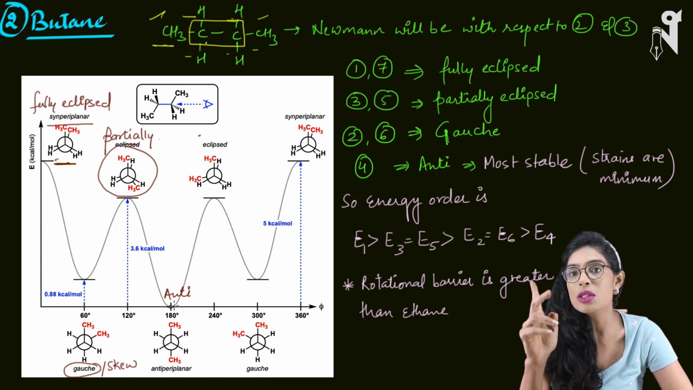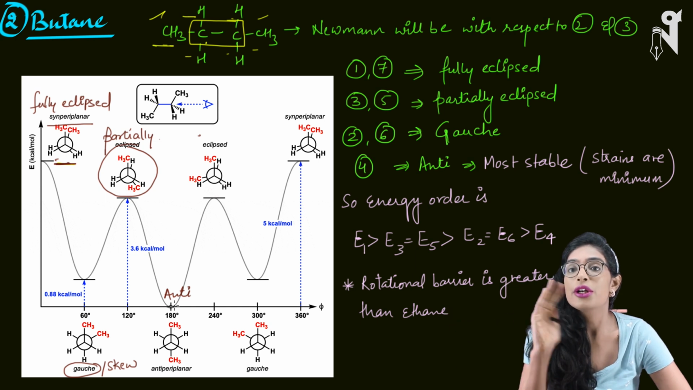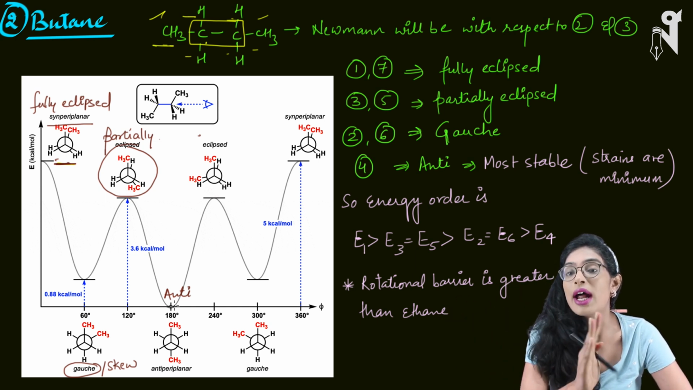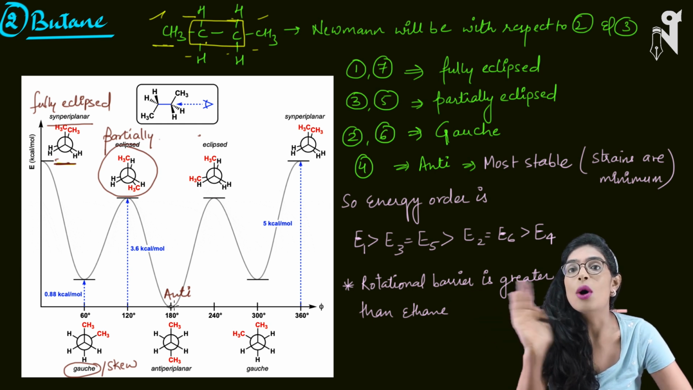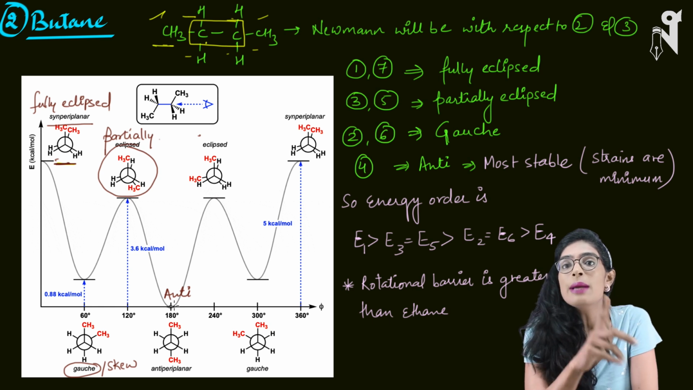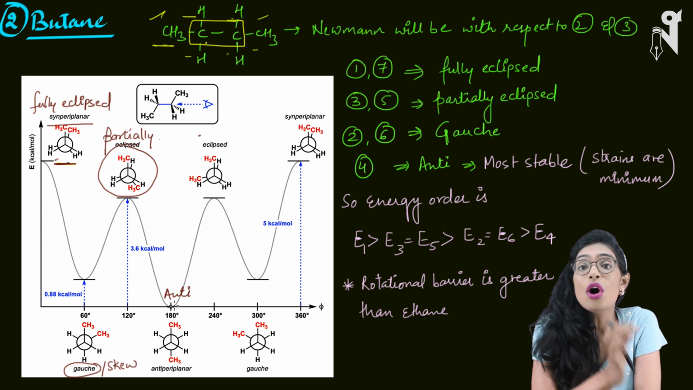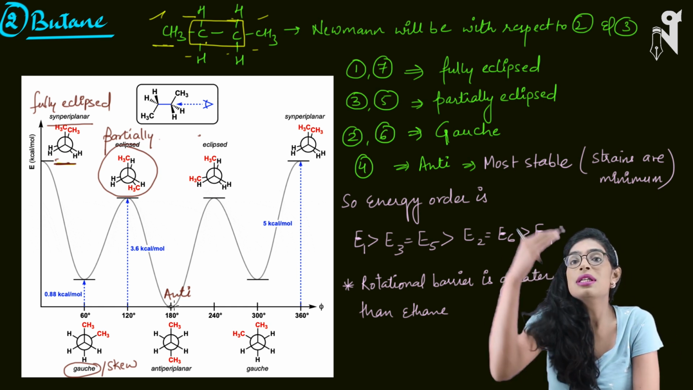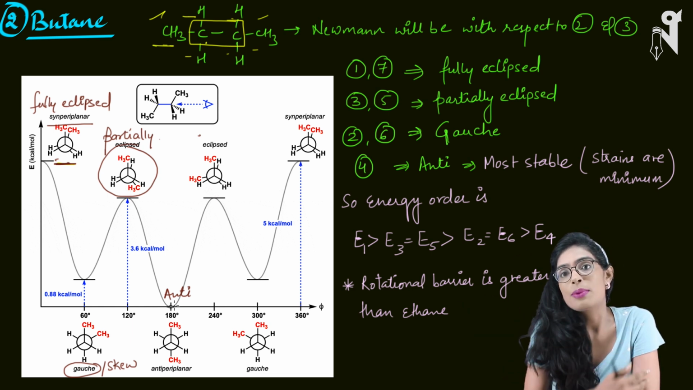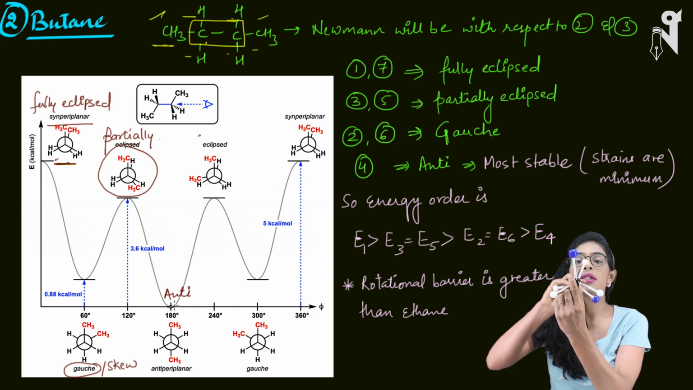So there are two kinds of staggered. One is Gauche and one is anti. In Gauche, the same type of groups are not opposite to each other, whereas in the case of anti, the same type of groups are completely opposite to each other. So eclipsed is of two types: fully eclipsed and partially eclipsed. Staggered is also of two types: Gauche and anti. Anti means same groups are completely opposite, whereas in Gauche, different groups are opposite to each other. Now again rotate it a further 60 degrees.